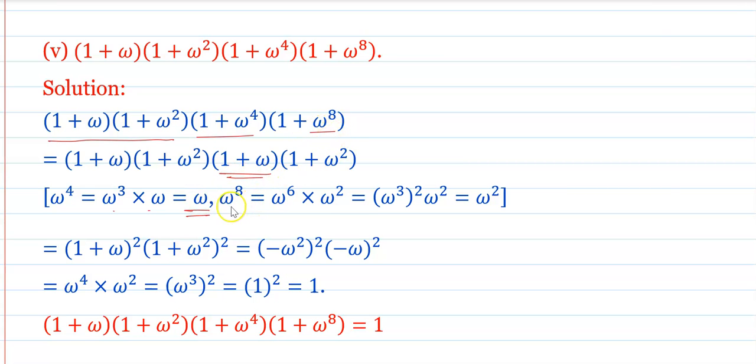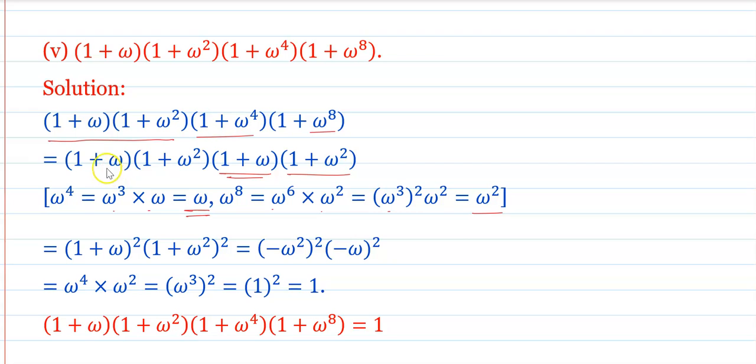Next, omega raised to 8 can be written as omega raised to 6 into omega square. Omega raised to 6 means what? Omega cube bracket square. Omega cube is 1. 1 into 1 square means what? Again 1. 1 into omega square. Overall you will get here omega square. Therefore 1 plus omega raised to 8 is 1 plus omega square.